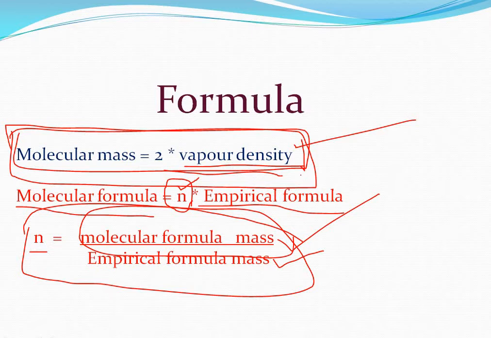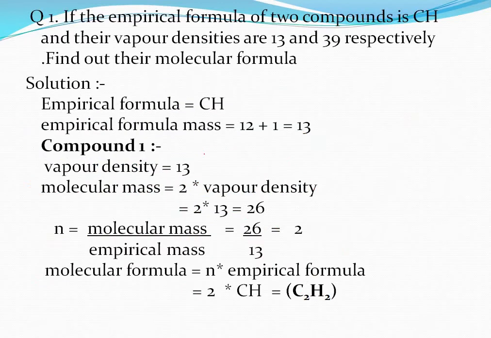So we have three formulas here in this slide. First one is the molecular mass equals 2 into vapor density. Second one is molecular formula equals n into empirical formula, and n is an integer, and this value of n can be calculated by the molecular formula mass divided by the empirical formula mass. Let's understand these concepts with the help of an example.